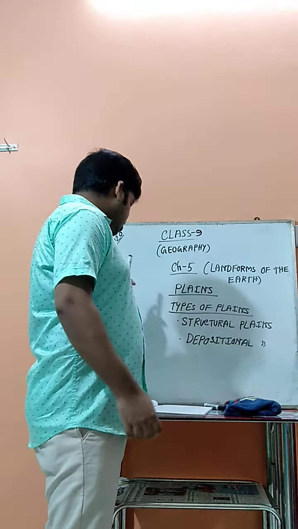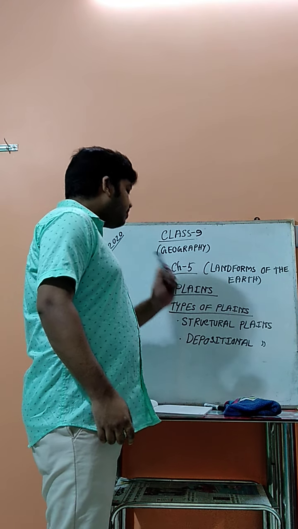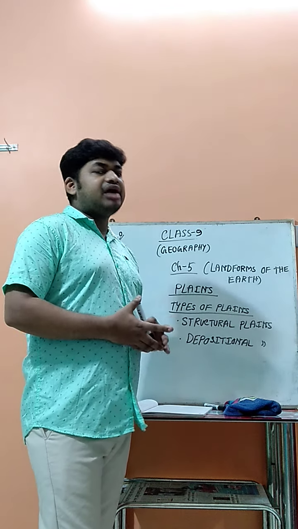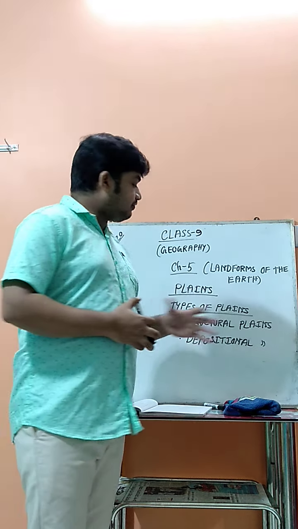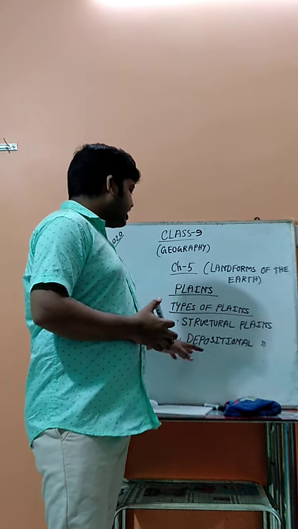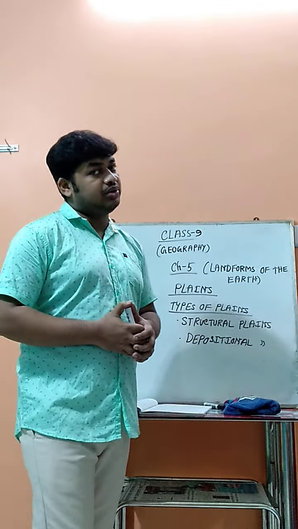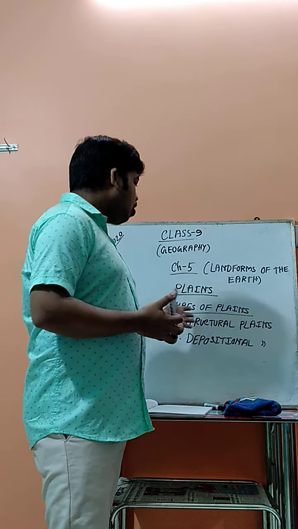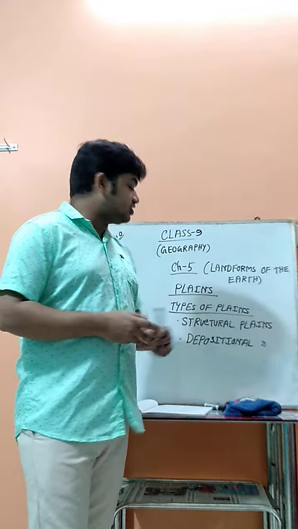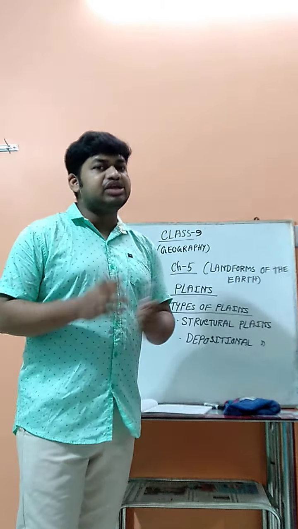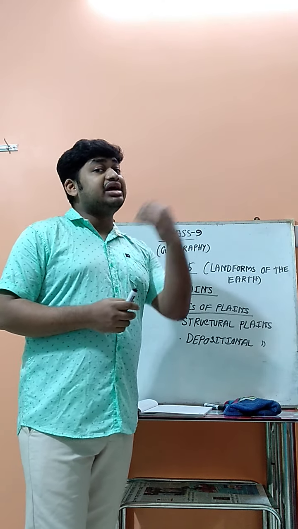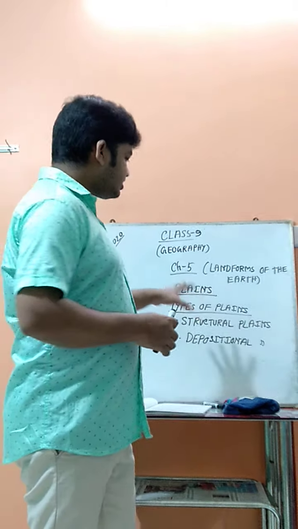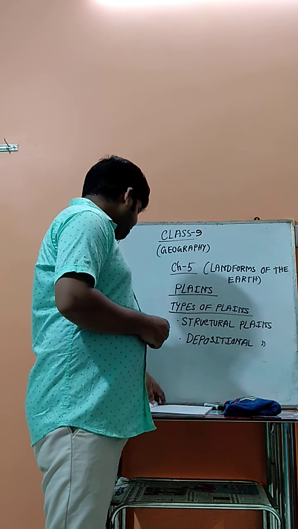Now here are given the types of plain. Actually, plains are of 3 types. The first is the structural plain, the second is the depositional plain, and the third is the erosional plain. But in your syllabus only 2 types of plain are given, the structural and depositional. But we have to know also what the erosional plain is. So at first we discuss the structural plain.